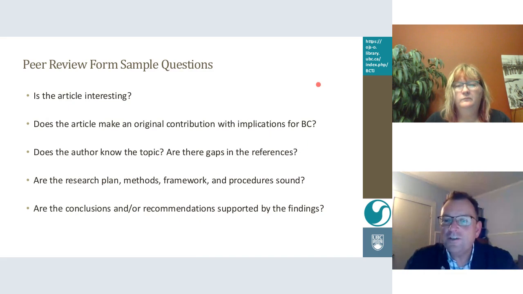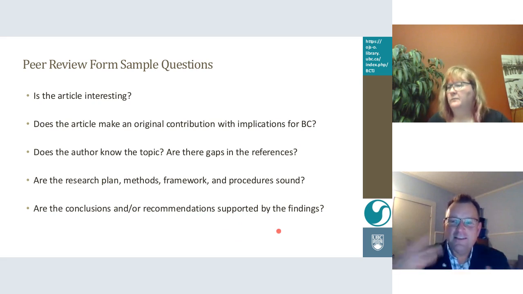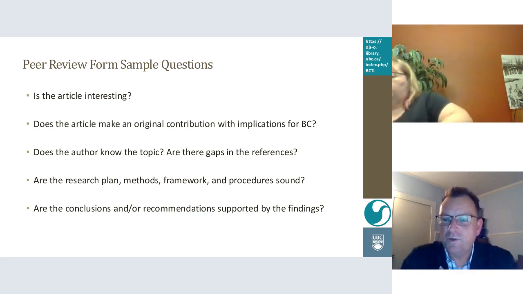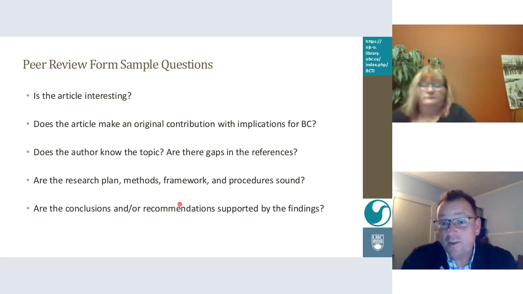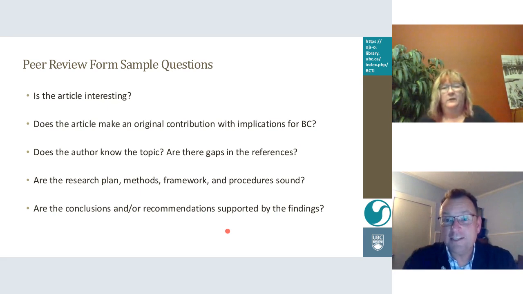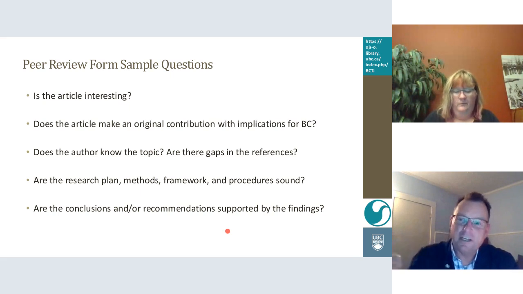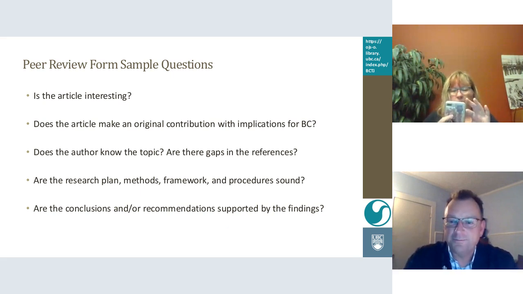And so the reviewers are thinking about things like, is the article interesting? Does the author know the topic? Are there any gaps in their knowledge? Are the conclusions and recommendations supported by the findings? There's all these questions that the reviewers have to help them as they're looking at a paper. This is all on the website as well. If you're writing an article for the journal, it's useful to look at the peer review guidelines and think to yourself, oh, this is what people are going to be looking at in my article.